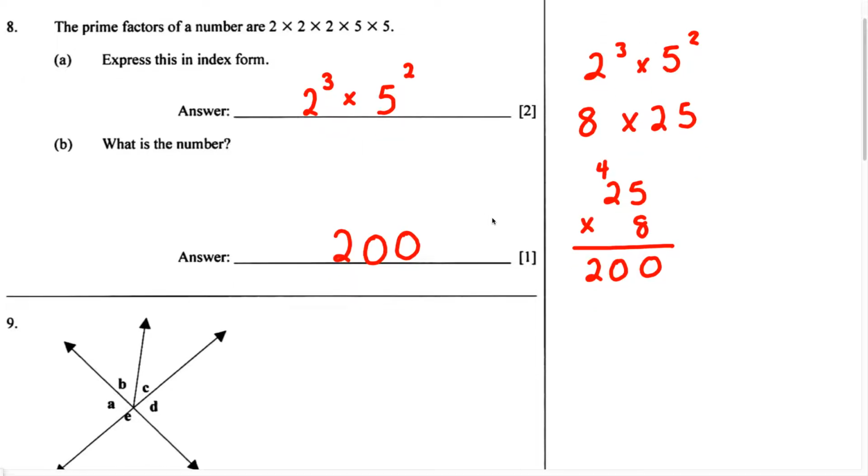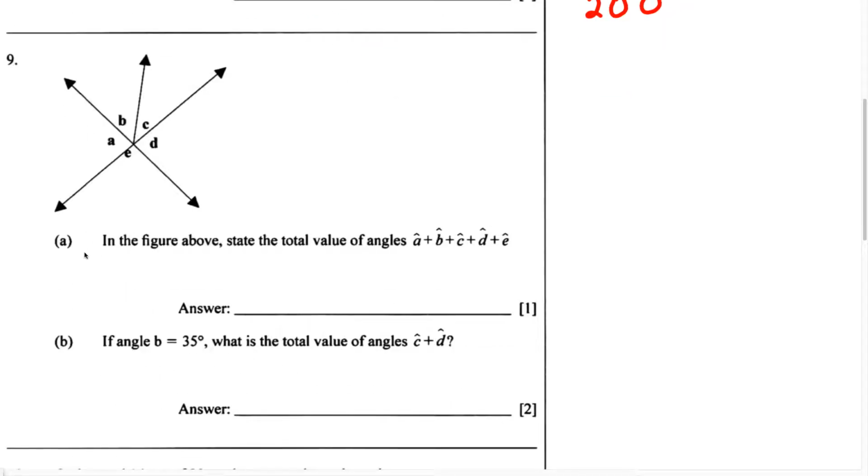Now let's do number 9. Part A says, in the figure above, state the total values of angles A plus B plus C plus D plus E. Well, if we look at this figure, we can see that these angles are going to form a full rotation. And anytime we have a full rotation, it's going to add up to 360 degrees. So the total value of all of these angles is going to be 360 degrees.